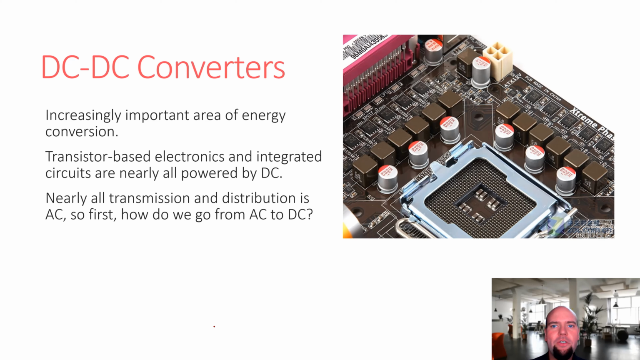Why is transmission and distribution almost all AC? Because it's really easy to transform AC. It's very difficult to transform DC, as you'll see. AC is easy to transform. What does it take to transform AC? Two coils of wire and a bucket of oil.